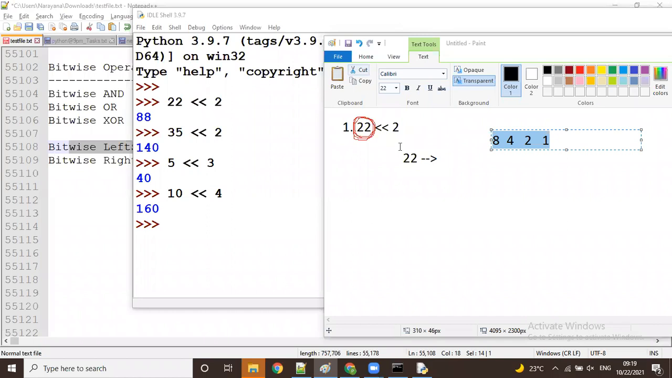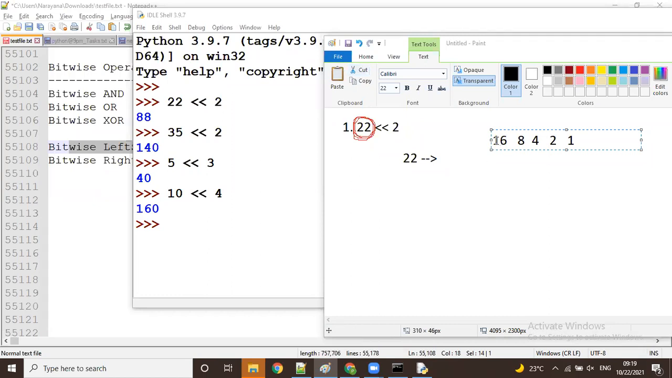How can we decide whether it is enough or not? The sum of all these numbers must be more than or equal to 22, guys. Not possible here, right? Because 8 plus 4 is 12, 12 plus 2 is 14, and 15 only. I'll take the next double value, which means 16, guys.